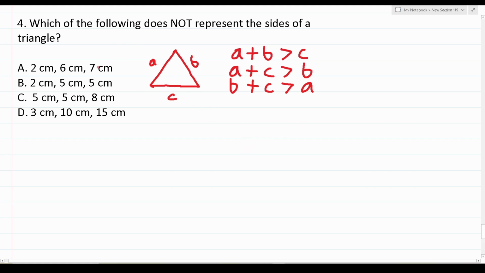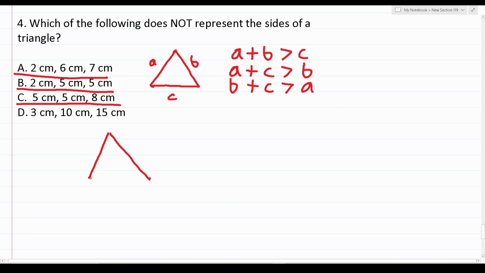So let's go ahead and apply that theorem to each of our answer choices here. And let me say this. I know this theorem so well and the math so easy to do that just by looking at the answer choices, I can tell you which of these is not a triangle. But that said, let's work out one or two of these, and then I'll explain how I quickly determine which one's not a triangle.